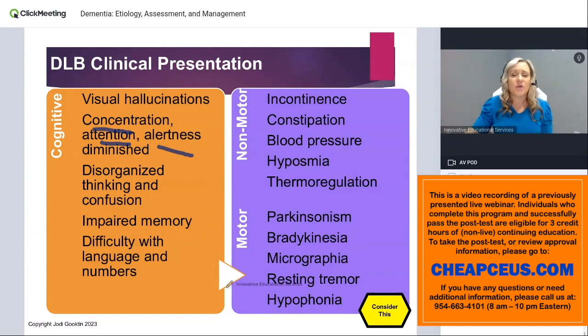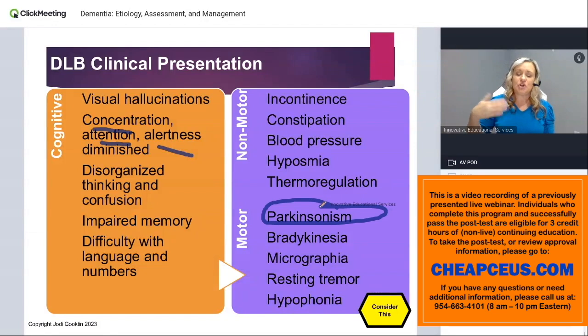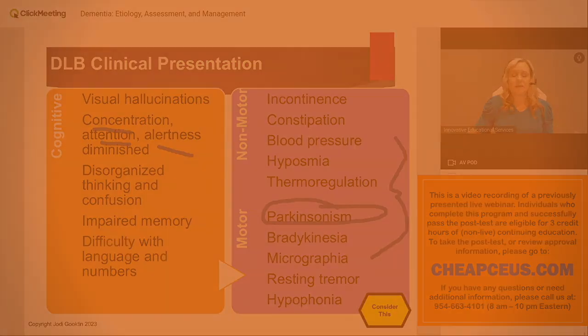And then as the disease progresses, we're going to see the motor symptoms of Parkinsonism start to present for this individual. And as we combine all of this together, we're looking at an increased fall risk for that person. So it's cognitive first and then motor second.